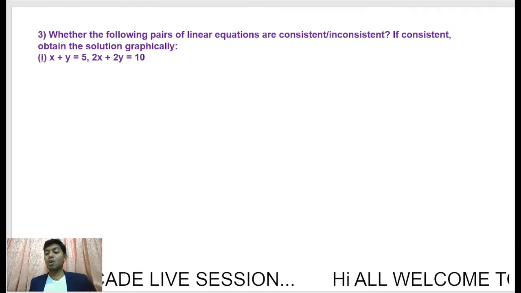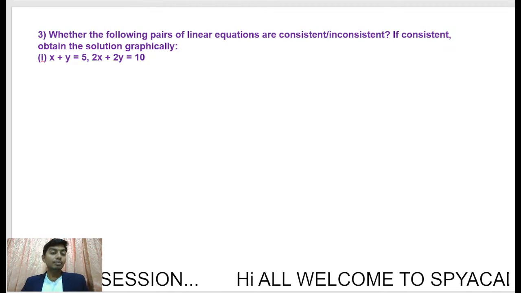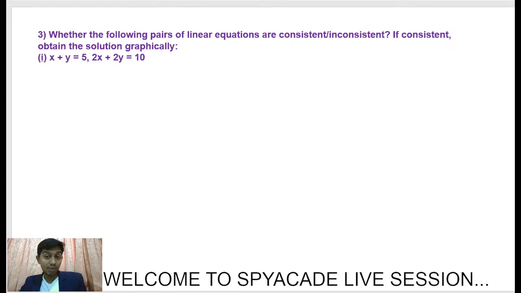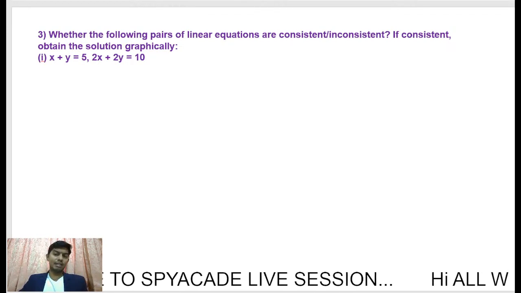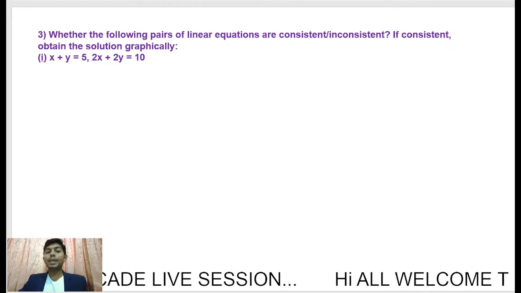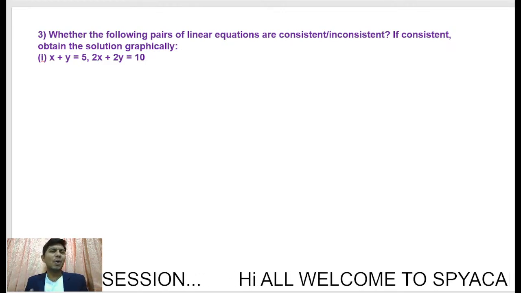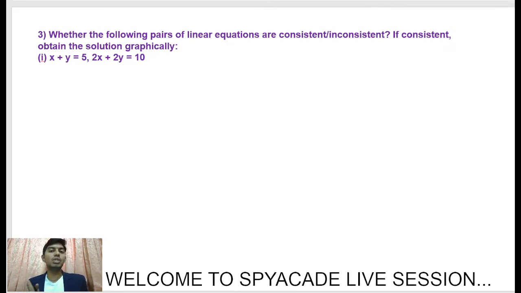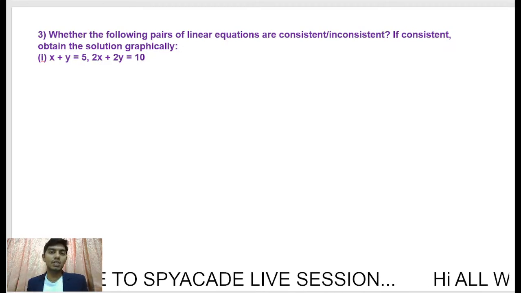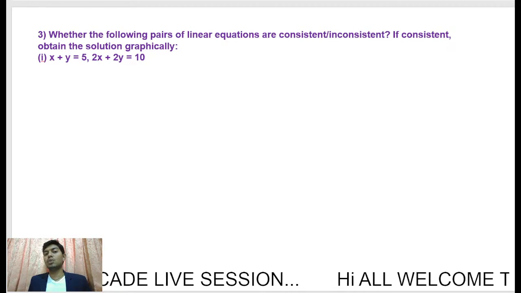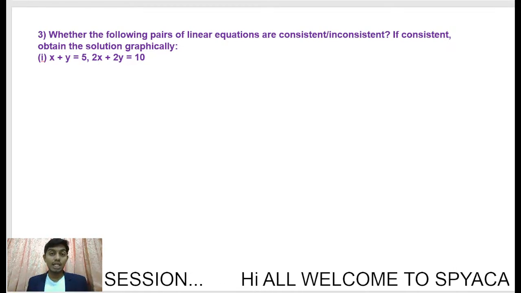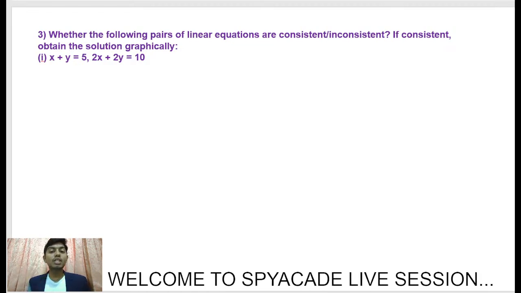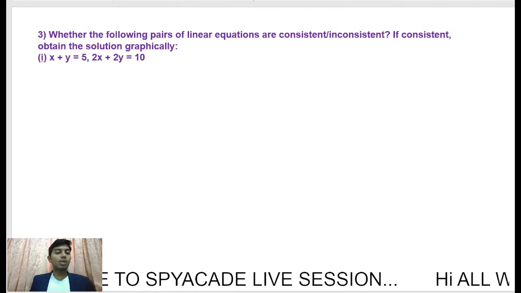Okay, let's move on to the next part of our session, that is question number 3. Whether the following pairs of linear equations are consistent or inconsistent. If consistent, obtain the solution graphically. What is consistent and inconsistent? Whenever you get some solution, then it is consistent. When you don't get any solution, that is no solution. If the two lines are parallel, then we don't get any solution. In such a case, it is going to be inconsistent, and for the rest of the other two cases, it is going to be consistent. Fine. So let's solve this.